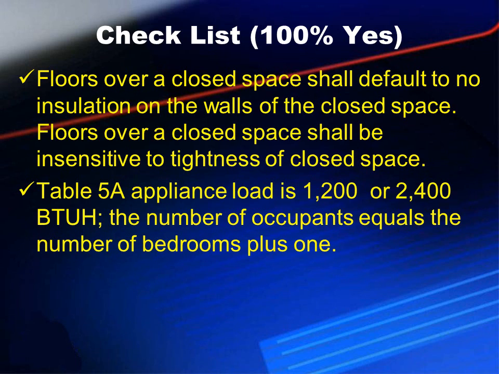Floors over a closed space shall default to no insulation on the walls of the closed space. Floors over a closed space shall be insensitive to tightness of closed space. Table 5A appliance loads is 1200 or 2400 BTUs per hour. The number of occupants equals the number of bedrooms plus 1.